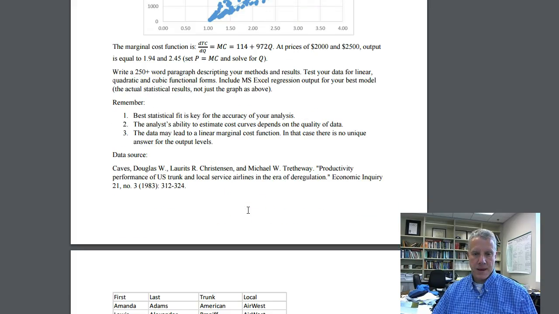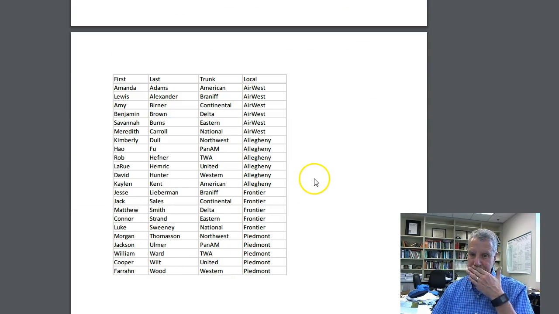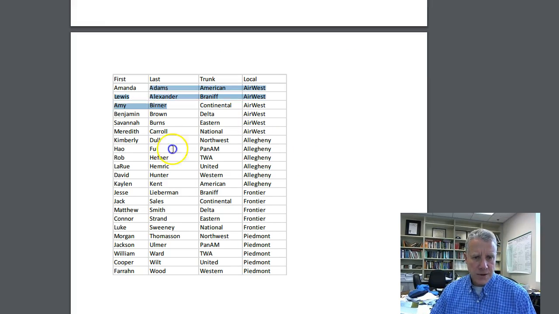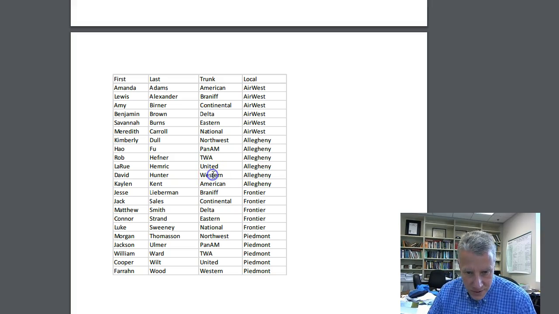Okay, so here's the data assignments. We'll look at the data in just a second. So hopefully you can find your name here in alphabetical order. Your trunk airline, you're working for American, Braniff, Continental, Delta, Eastern, National, Northwest, Pan Am, TWA, or United, or Western. And then these things start over again. So we've got, I think, 11 trunk airlines.